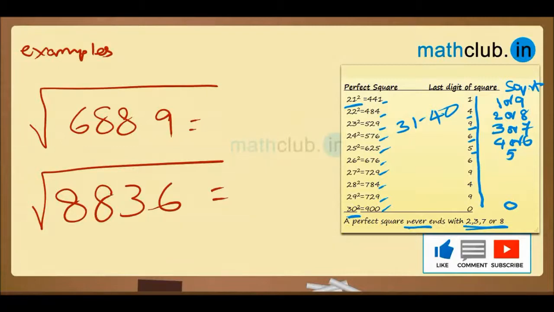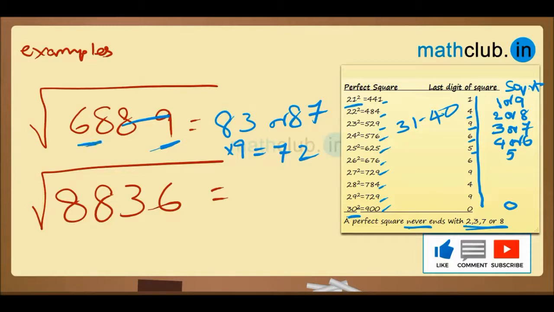Let me explain this with a few more examples. Now these are 4-digit numbers. This number is ending with 9, so the answer should end with 3 or 7. Cancel the last 2 digits. I have 68. The highest square less than 68 is 8 square, so 83 or 87 is the answer. Multiply 8 with its immediate next integer 9, we get 72. Since 68 is less than 72, let me take the smaller value, so the answer is 83.